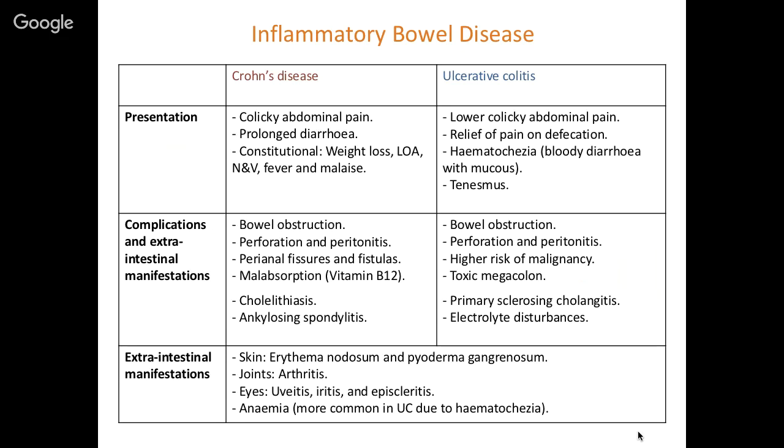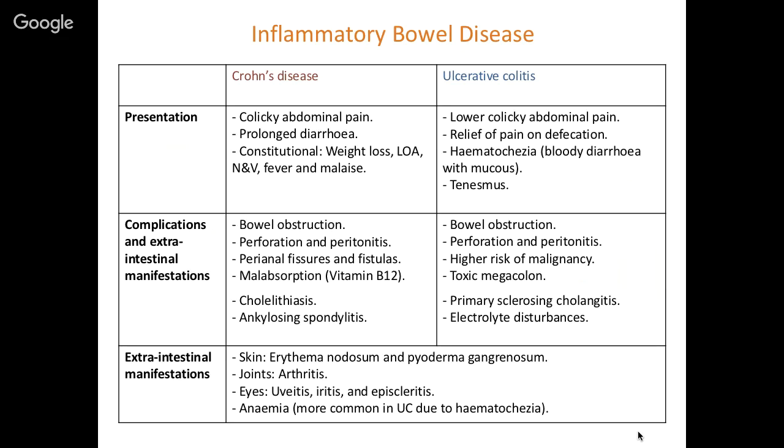Okay. So in terms of presentation, I'll just emphasize the important points because everything's already on there. The main differentiator between ulcerative colitis and Crohn's disease is haematochezia, so bloody diarrhea, often with mucus, and tenesmus. Tenesmus is the sensation of incomplete defecation, often accompanied by pain and straining. But both can give you colicky abdominal pain. Crohn's can be a bit of a weird presentation depending on which part of the bowel it's affected.